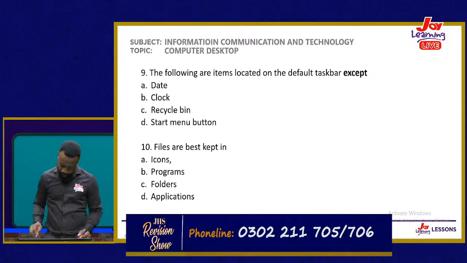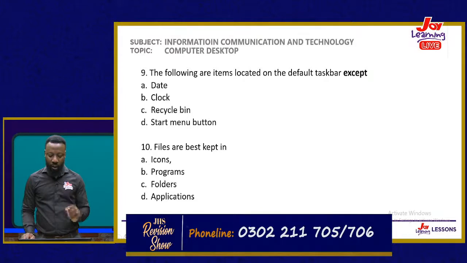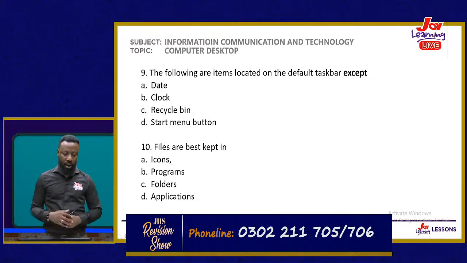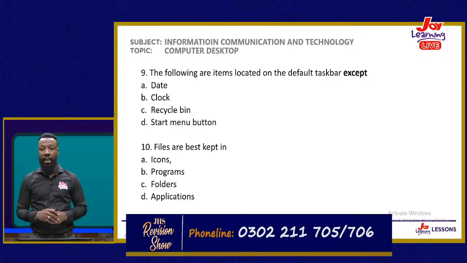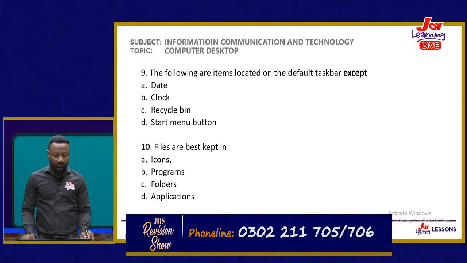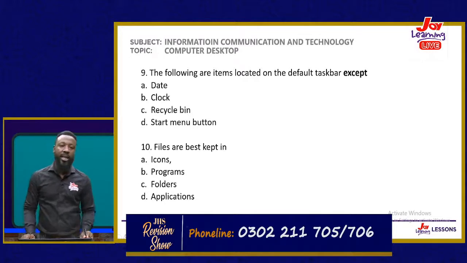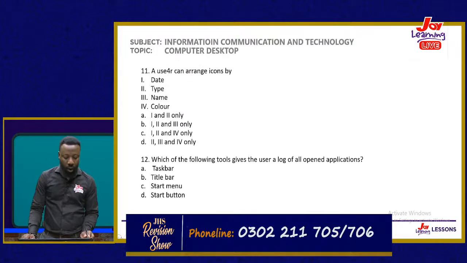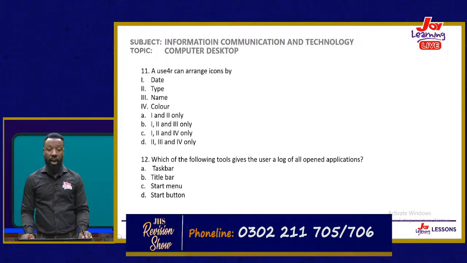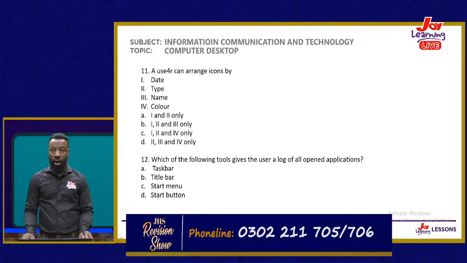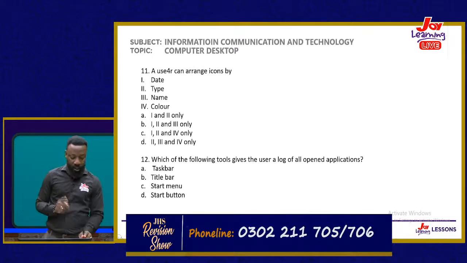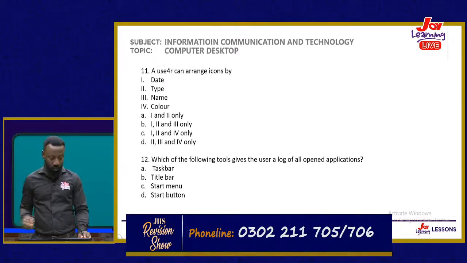Question 9: the following are items located on the taskbar except A. date, B. clock, C. recycle bin, D. start menu button. Question 10: files are best kept in A. icons, B. programs, C. folders, and D. applications. Question 11: a user can arrange icons by I. date, II. type, III. name, IV. color. The options are A. I and II only, B. I, II and III only, C. I, II and IV only, D. II, III and IV only.